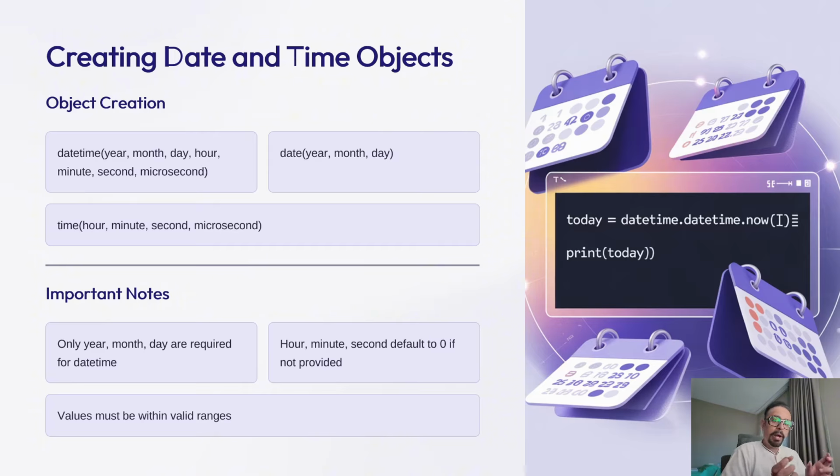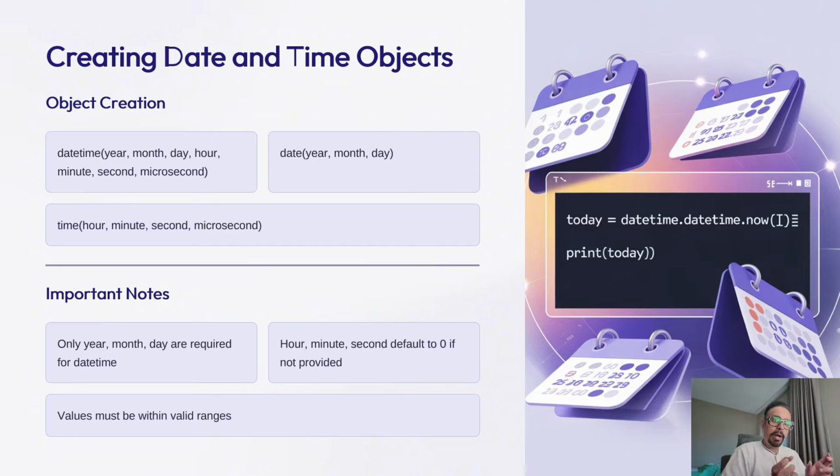So this is useful when you already have date and time components from different sources. In machine learning applications, you might create specific datetime objects when generating features, filtering data sets by date ranges, or setting up time-based experiment configuration. So let's see in the example how you can create the date and time objects.